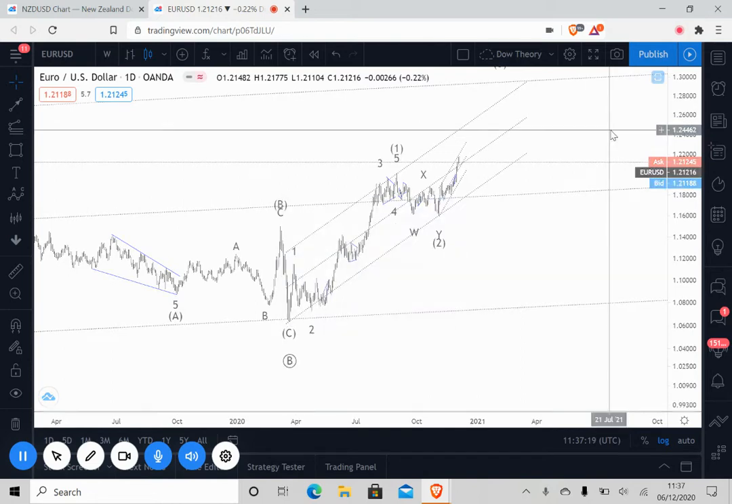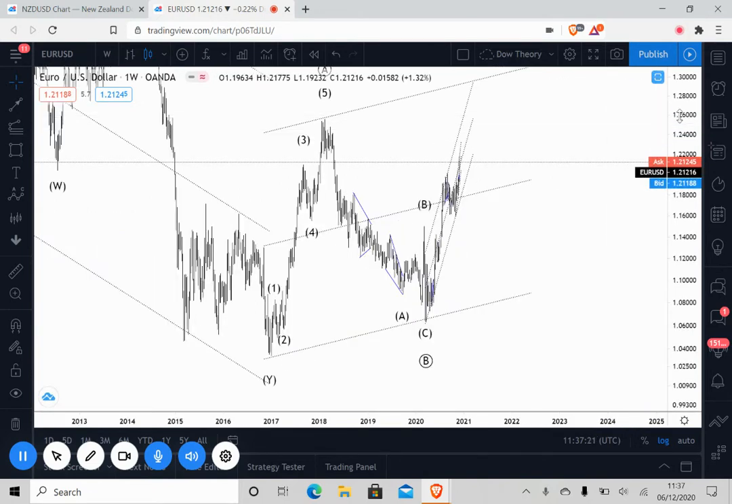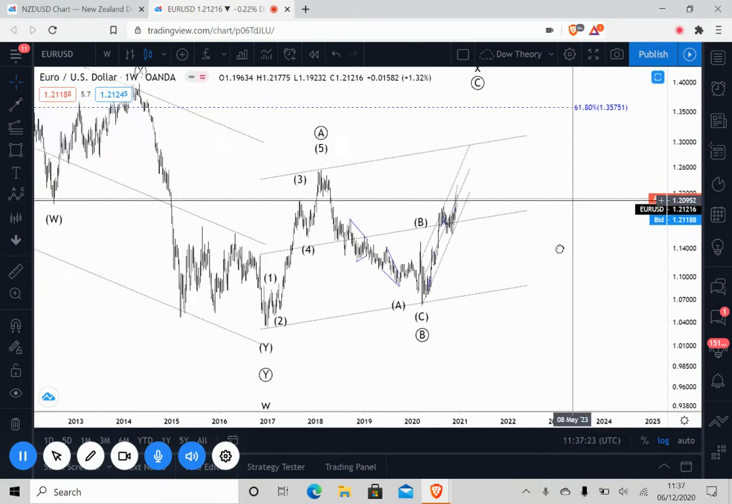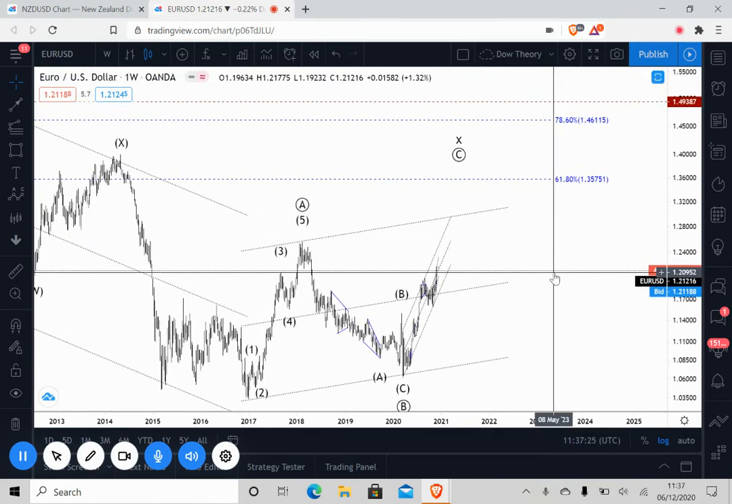I do think the euro, in fact, is going much higher from here, right? I do have a projected target of 136. Of course, in a rare case scenario, I'm also looking at 145, which would see a significant rise in the euro and a significant devaluation in the dollar, right? This also means stock markets will be going higher too.